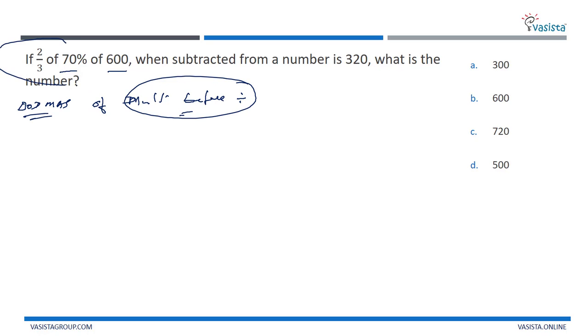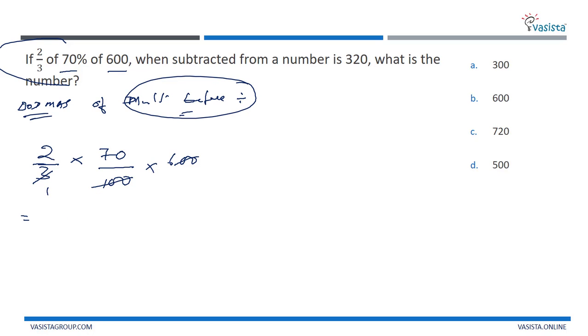First of all, let us find this. That is, what is that? 2 by 3 of means what? Into 70%. I can write like this: 70 by 100 into 600. Again, of means multiplication. So that way let us find out. So this will cancel 6. Right, now what happens? Now again simplify it.